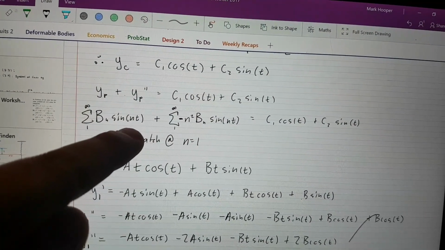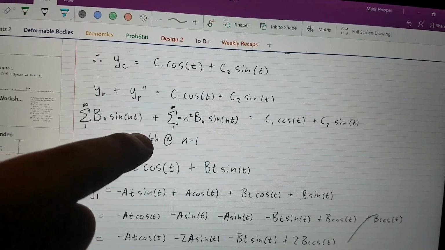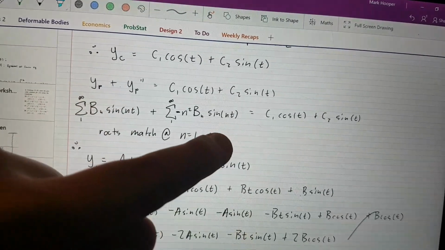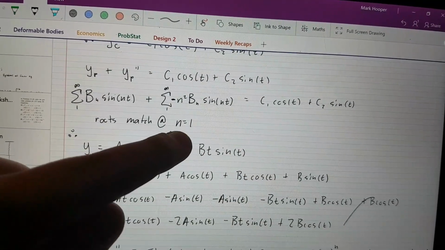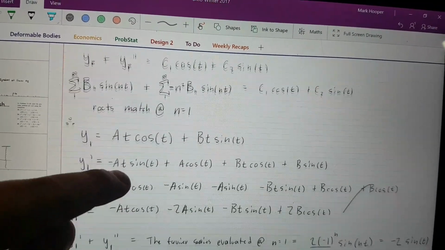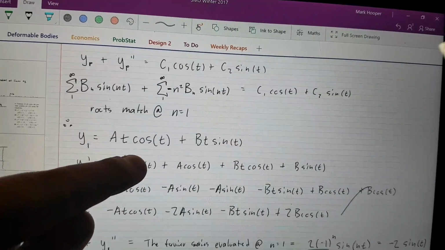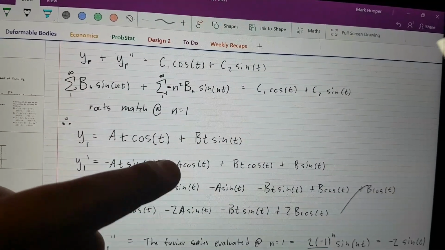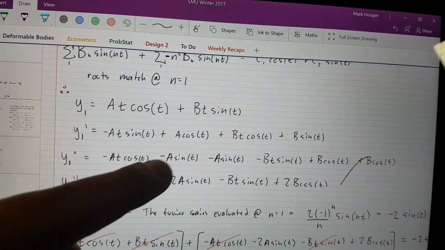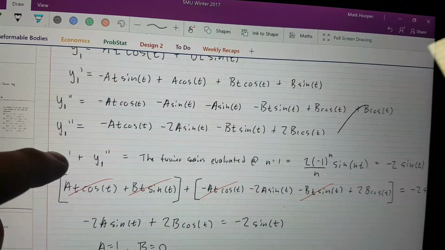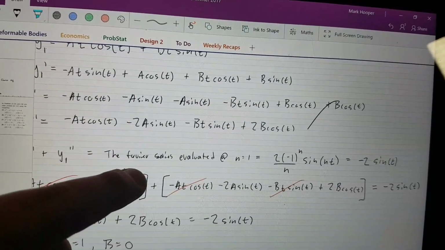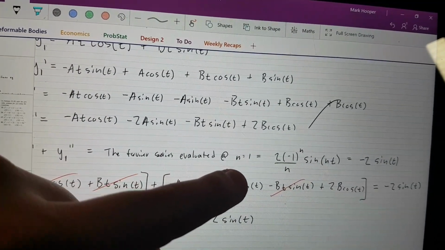So we need to have it where our roots are going to match. Our roots seem to match when n equals 1, because then we have sine t, and we have sine t here. So at n equals 1 is what we're going to use. So what we're doing is we're just going to take the first term out of these guys. So y1 is just going to be, in general, this, right? Because our roots matched. And I'm multiplying by t because our roots matched. And then I'm going to take the derivative of that and get that, and then take the second derivative and get this. And then I'm going to add them together, and that has to equal the Fourier series evaluated at n equals 1.